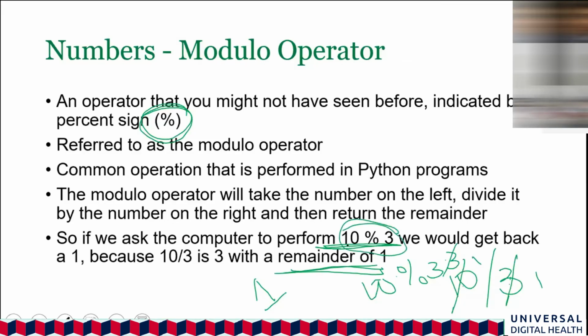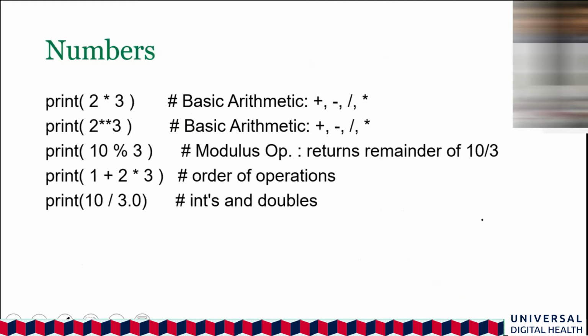So when we write this down, Python understands it, and Python in the output console gives us 1. So this is something called as modulo operator. It's a common operation that is performed in Python programs. It will take the number on the left side and divide it by the number on the right side, and then return the remainder, whatever that is left. There's some basic operations that we use when working with Python, simply addition, minus, and then divide, multiply. We're just going to do that in the IDE just now.